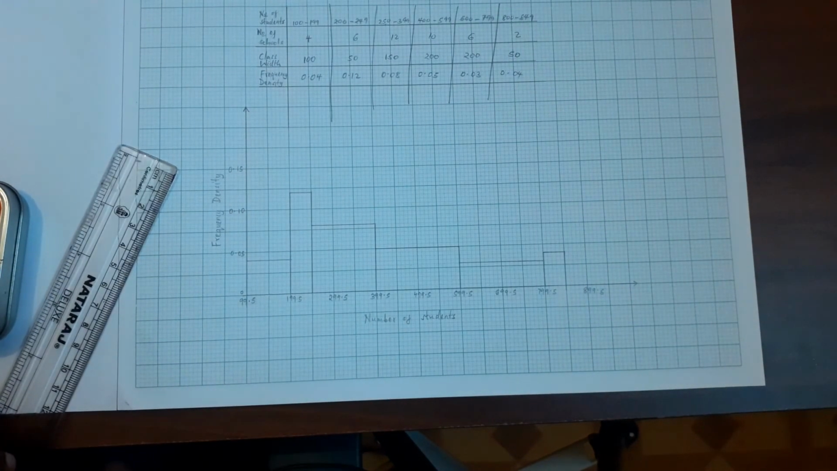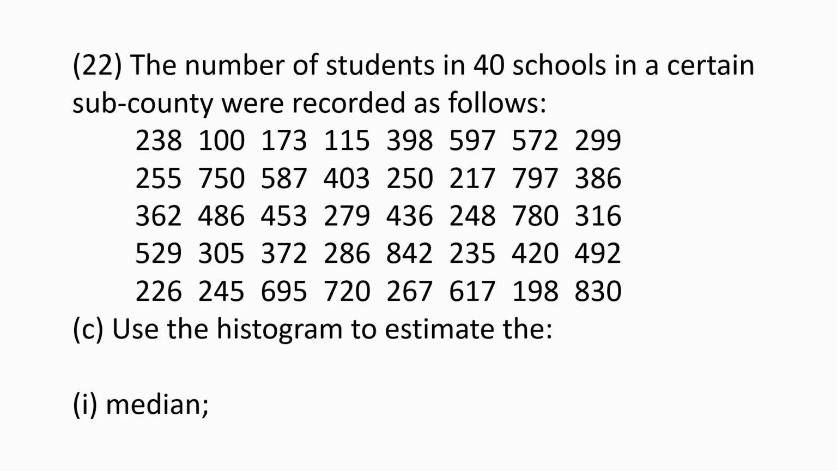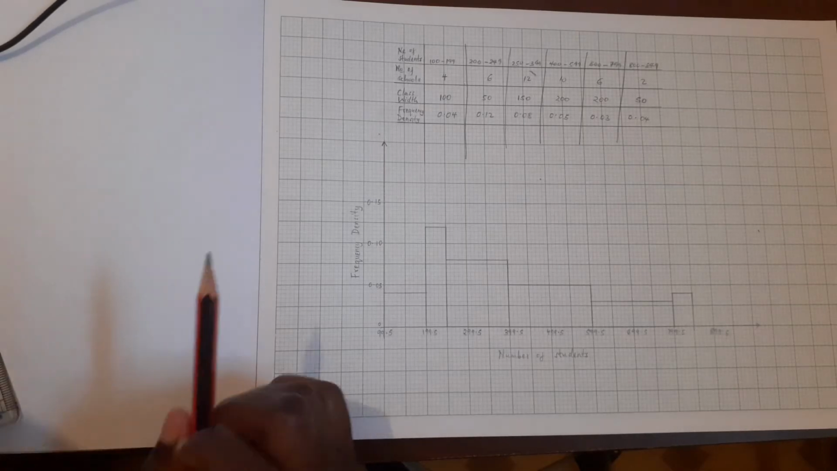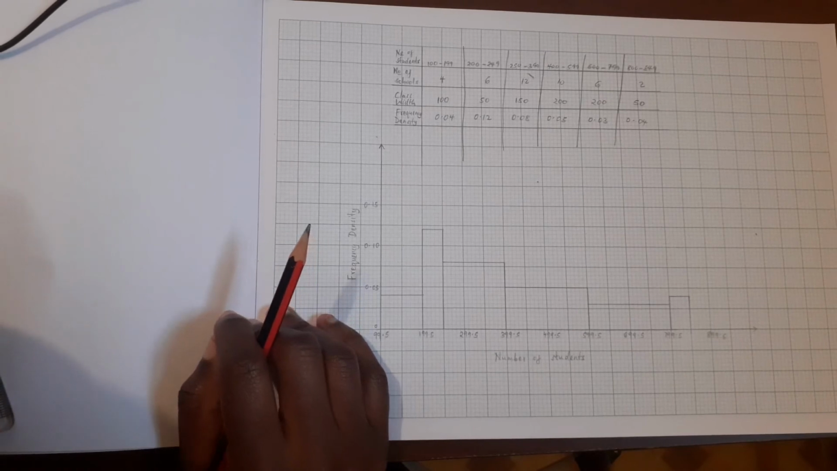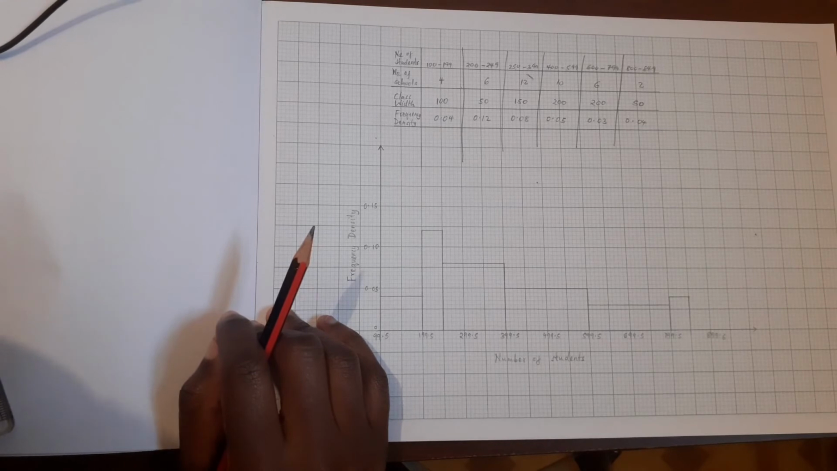So there we have our histogram. Part C1. Use the histogram to estimate the median. The median is the middle value, and if you have the frequency as an even number, to find the median, it is the nth over 2 value. So in our case, since the total frequency is 40, that is the total number of schools, our median value is the 40 over 2 number. So it is the 20th number.